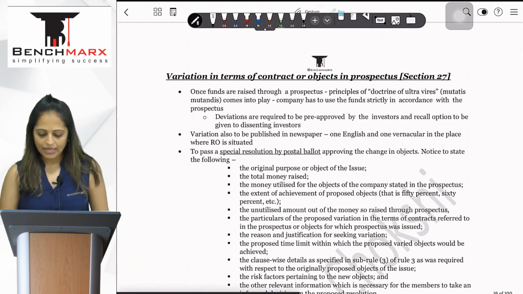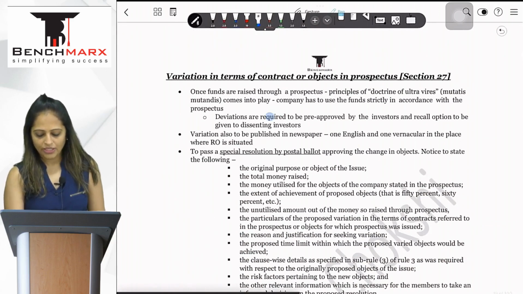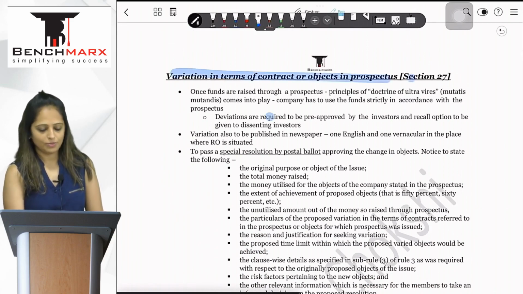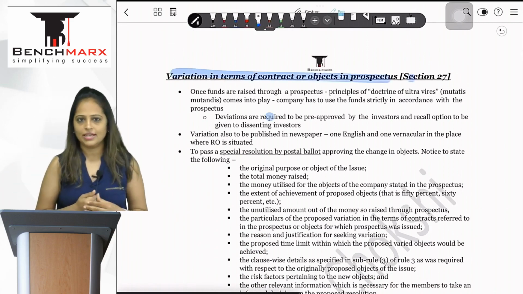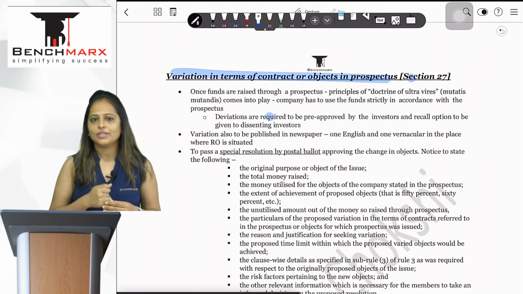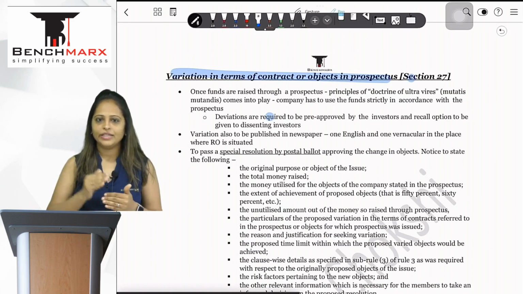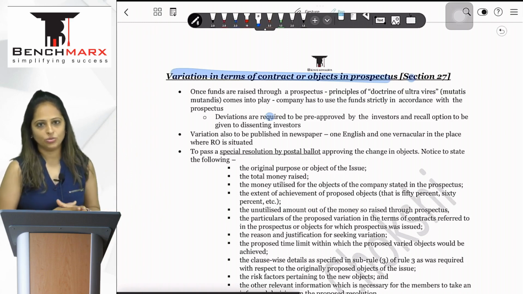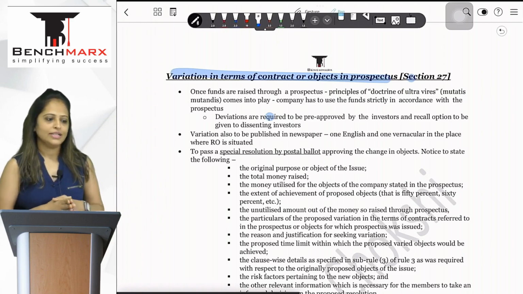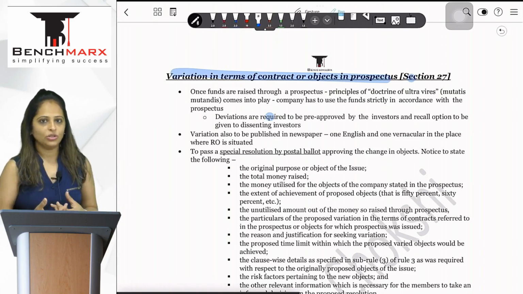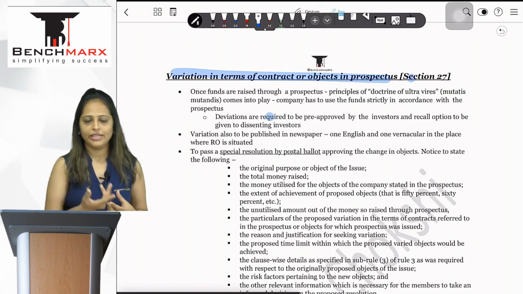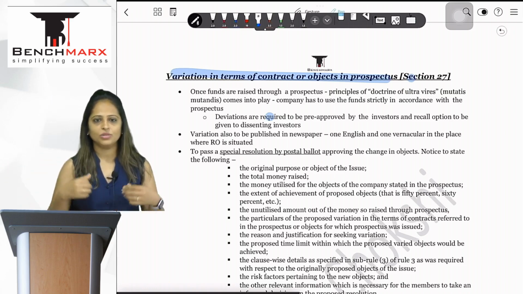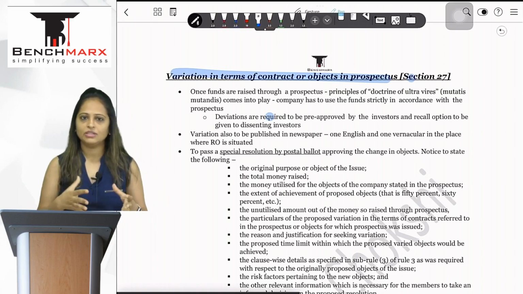Okay. Now coming to a very important concept, variation in terms of contract or objects in prospectus. Again, something that we did in the last chapter pertaining to objects. What is it saying? That if I have raised money, say I have raised 500 crores from the public at large for making the COVID vaccine, but then I realized that there are two companies who have already got the COVID vaccine in picture. So they already have it, people have already taken the dose and they are now taking booster dose and everything is already done.